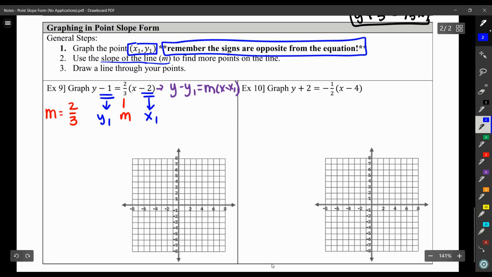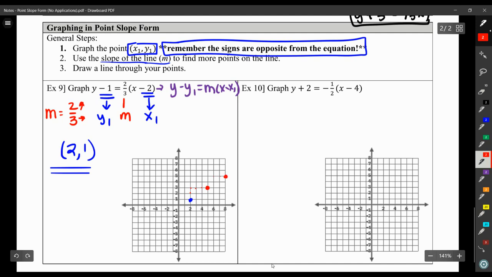So for the x value of your coordinate, the equation shows it as -2, which means the coordinate is actually a +2. Same thing for the y value, it's backwards. If the equation shows a -1, your coordinate is actually a +1. So this is going to be the point we start with. So plot 2, 1, and then use that slope up 2, right 3 to plot some more points. So up 2, right 3, plot a point. Up 2, right 3, plot a point.